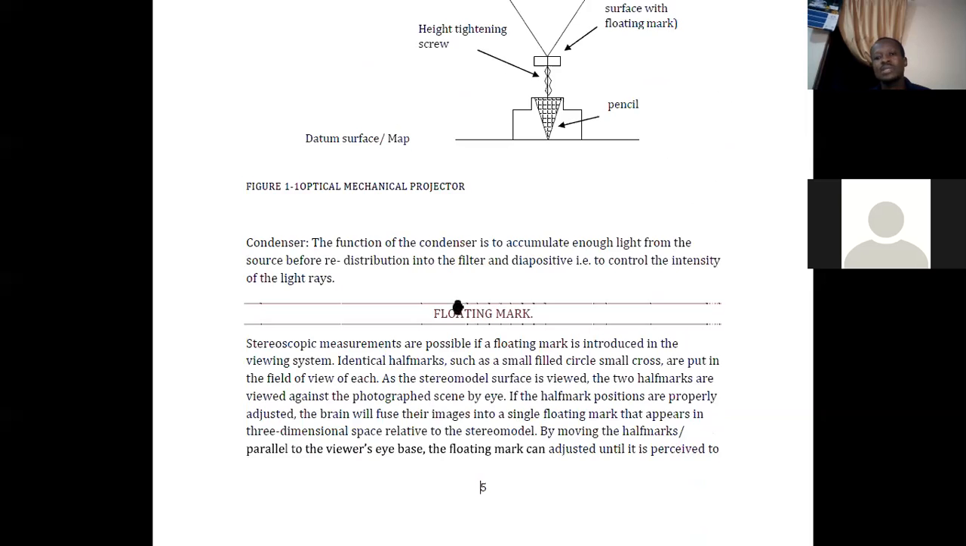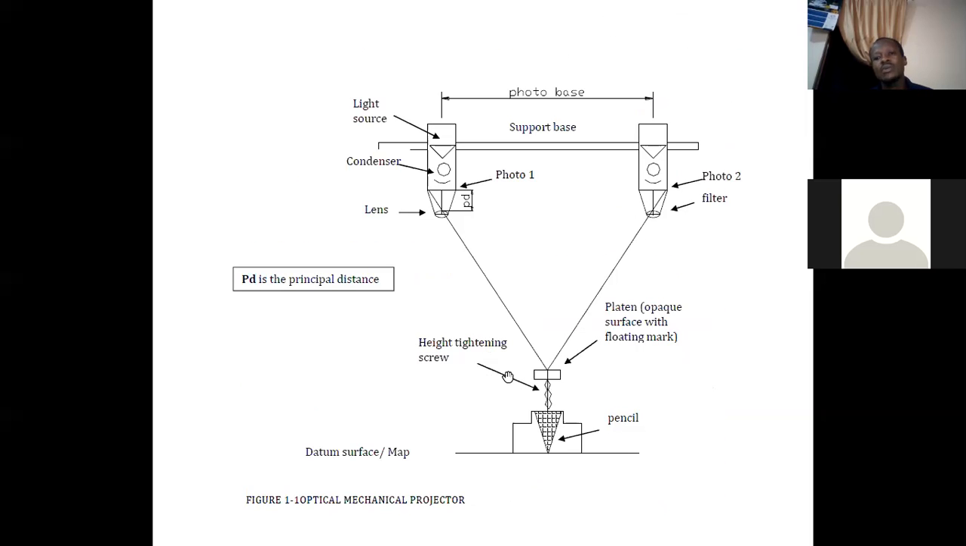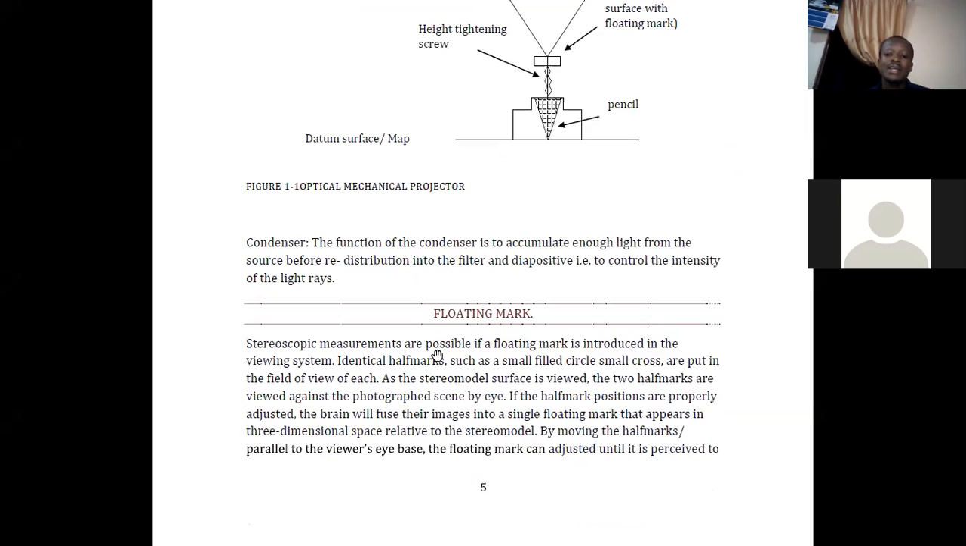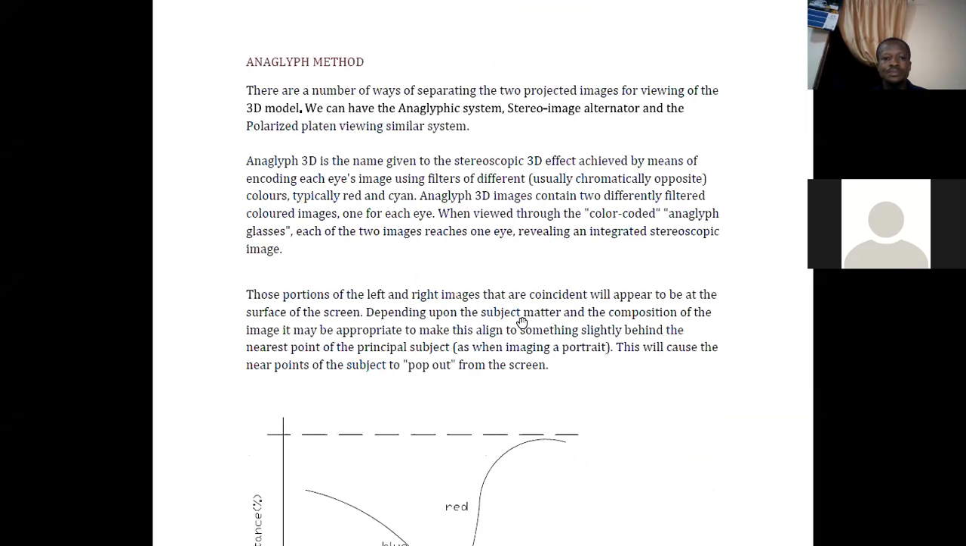We talked about a floating mark, which is created by two half marks etched on clear glass, and when they are separated, they tend to rise or fall onto the 3D surface. You have to have imagination to appreciate what I'm talking about. And so we touched on that as well.